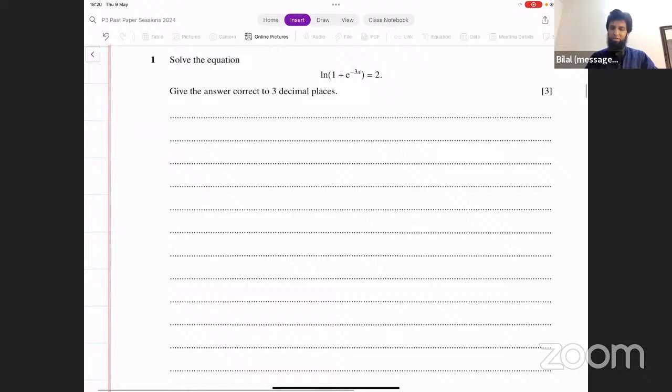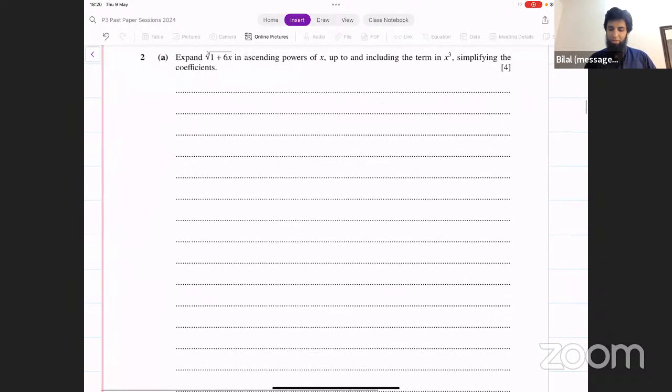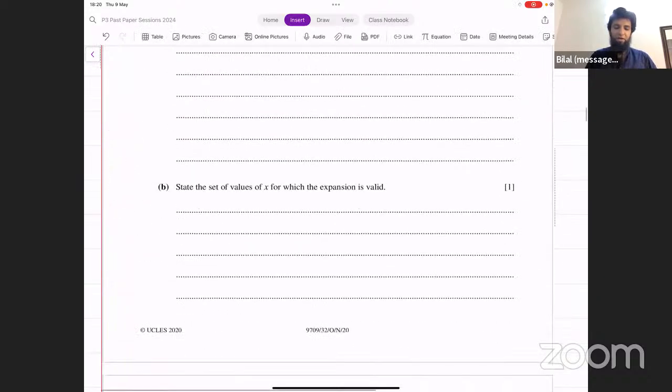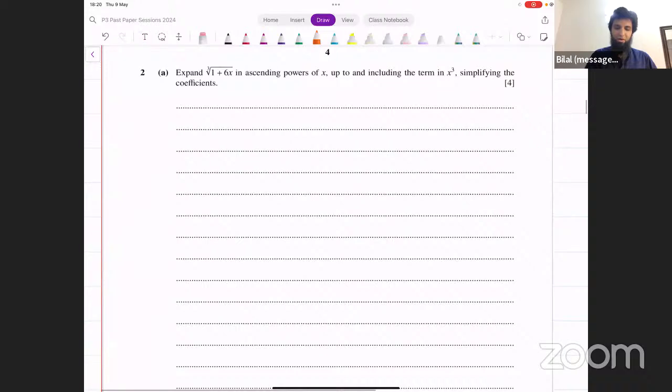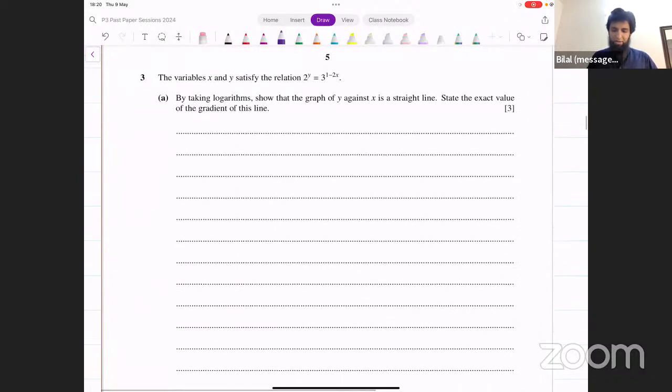Okay, so it says solve this equation, fairly straightforward, the first question. Then you have this binomial expansion, again quite straightforward. State the set of values of x where this expansion is valid. This is already in standard form, 1 plus 6x, so you'll just say 6x is between -1 and 1. That means x is going to be between -1/6 and +1/6. Okay, we've done this before as well. It should make sense. Linear law.